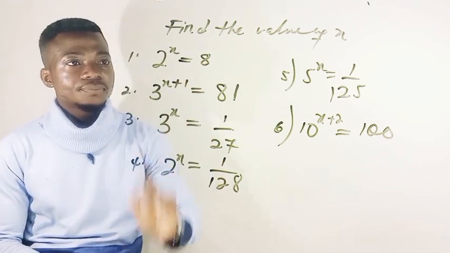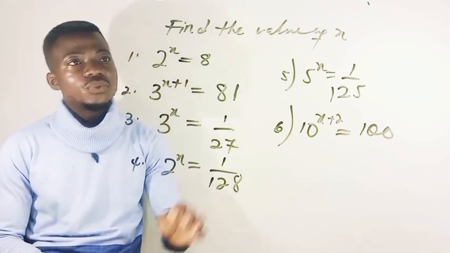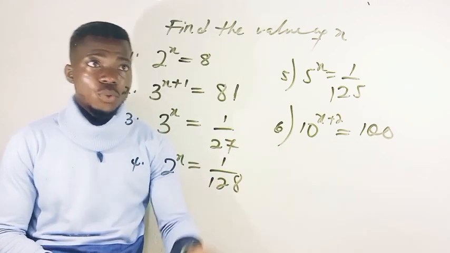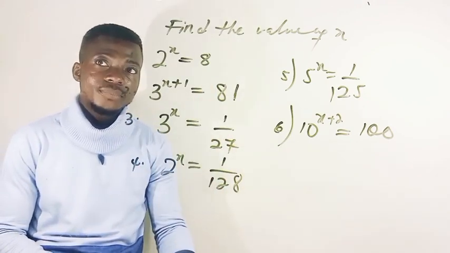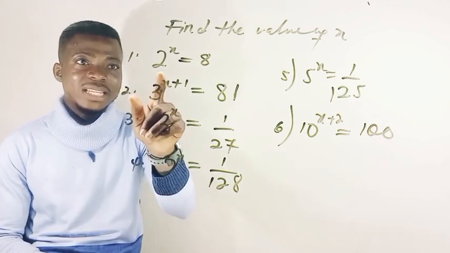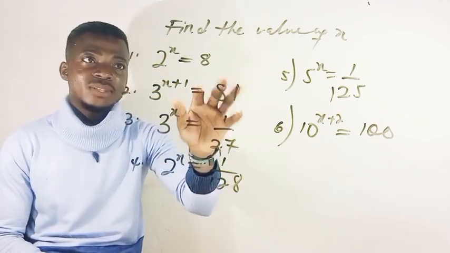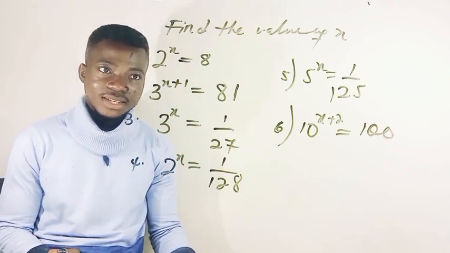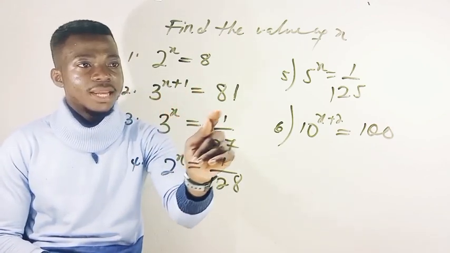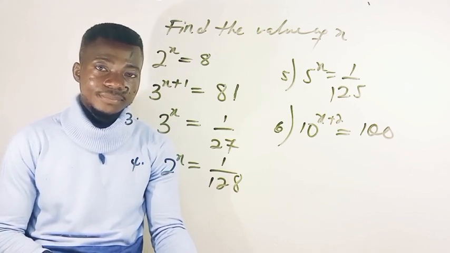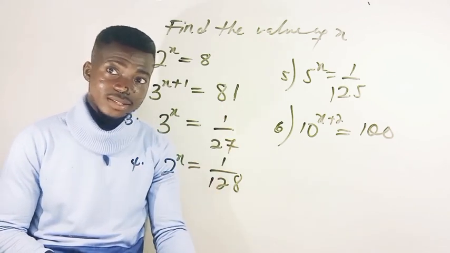So with this one, that's what you're going to do. This 8, you just have to write it in an index form. When you write this 8 in an index form, then it will match up with this. You pick the exponent and you equate them. So this is 2 exponent to what? 3. So x is 3. We come to this one. The 81 can be written in an index form. So 3 exponent 4 will get you that.